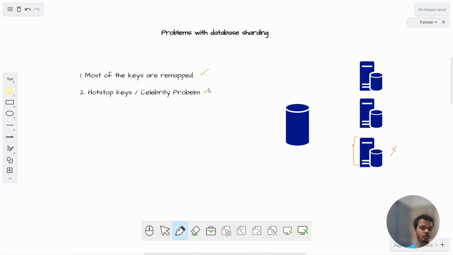Now how do we solve these problems? These problems are solved using a technique called consistent hashing. We'll see the consistent hashing technique now.